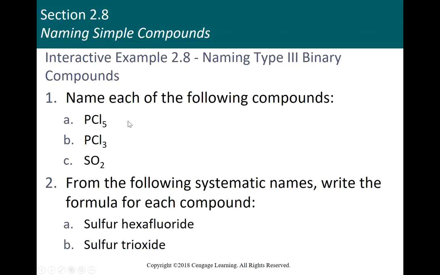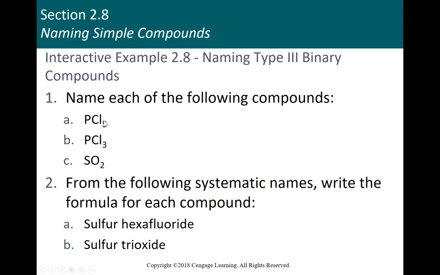We're going to name each of these compounds. So first thing we want to do is look and see if a metal is present, and so that takes us back to the periodic table and has us looking at the upper right part of the periodic table, and both phosphorus and chlorine are there, so they're nonmetals. Sulfur and oxygen are there, so they're nonmetals, and fluorine is also there, so it's a nonmetal.